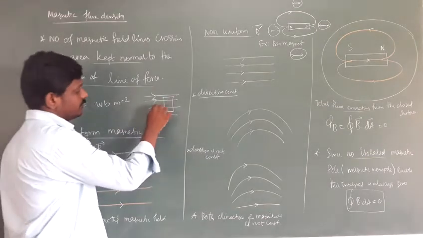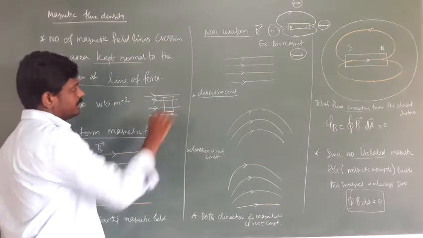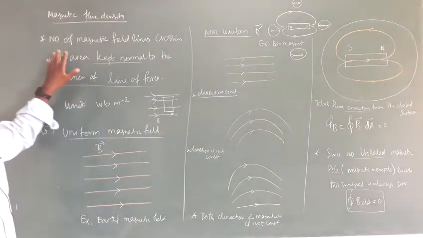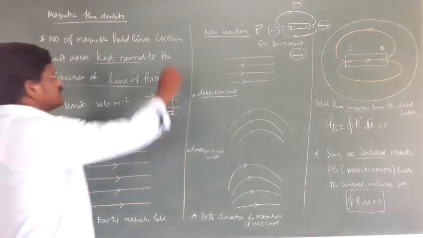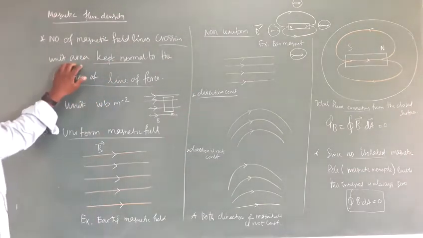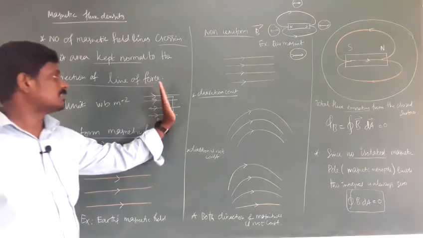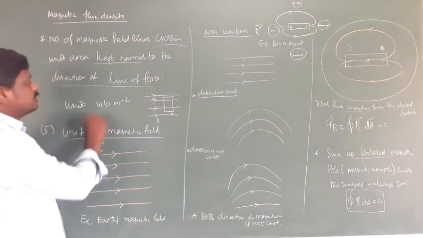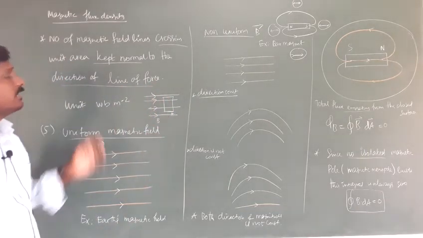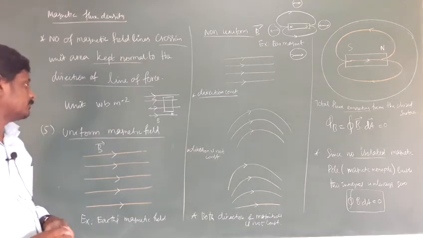So the magnetic field, then area A. The number of magnetic field lines crossing per unit area kept normal to the direction of the line of force. The unit is Weber per meter squared, Wb m^-2. Magnetic flux density is a vector.